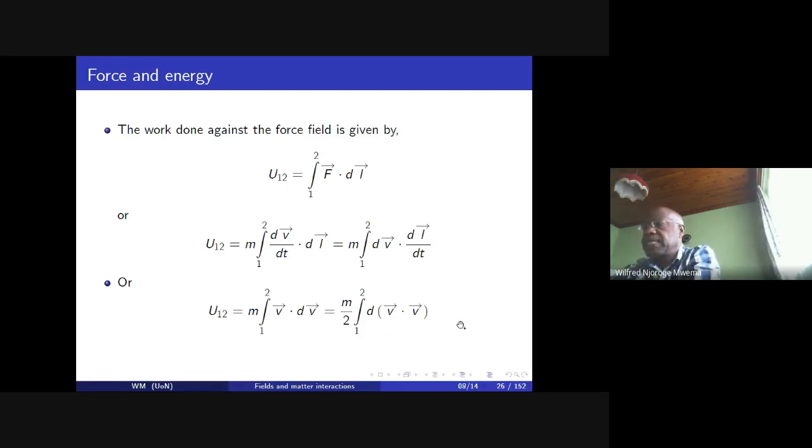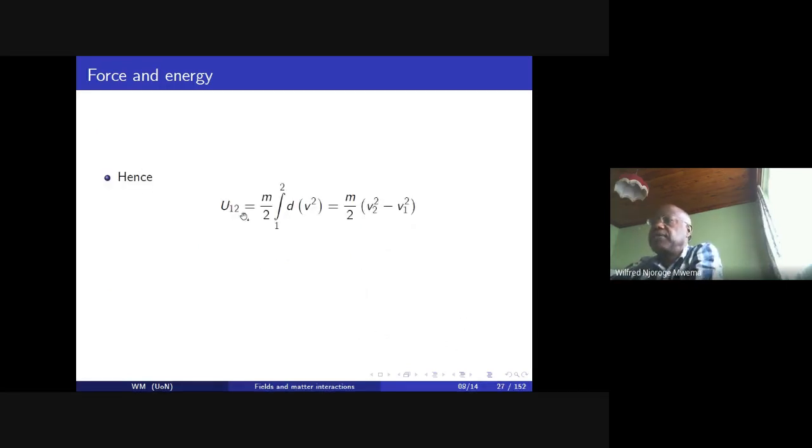So we can therefore write that U1→2 is the same as the derivative of (m/2) times the derivative of v squared, and we see that it is (m/2)(v2² − v1²). That is, the work done on the charge is equal to the change in kinetic energy of the particle, or the increase in the kinetic energy of the particle.